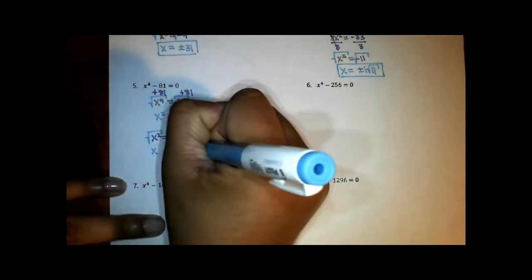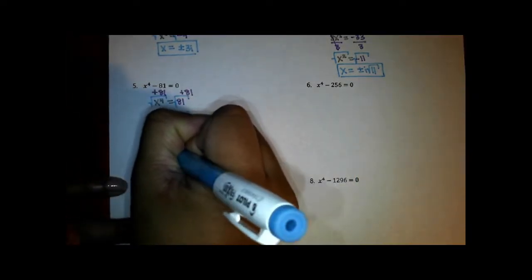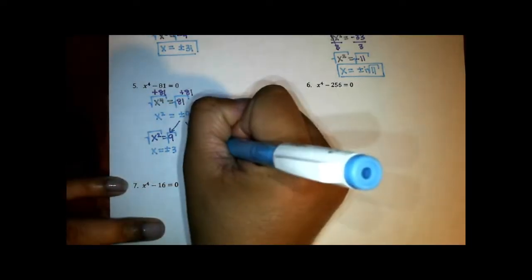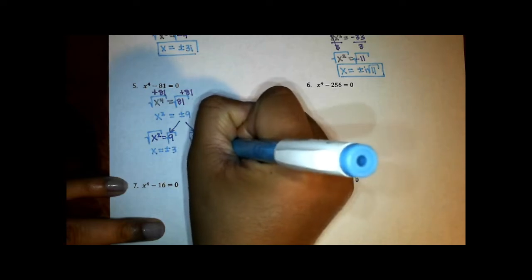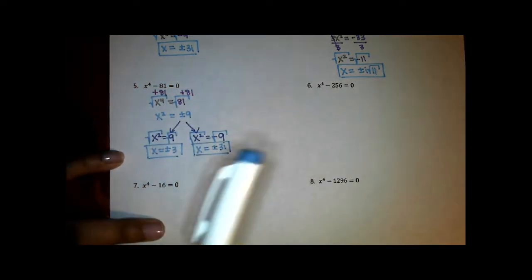Square root of x squared gives us x. And then we know that the square root of 9 is plus or minus 3. And the square root of negative 9 is plus or minus 3, but the negative gives us an i, right? So these are our 2 equations, our 2 answers. Or 4 answers actually. We have 2 real answers and 2 imaginary answers.